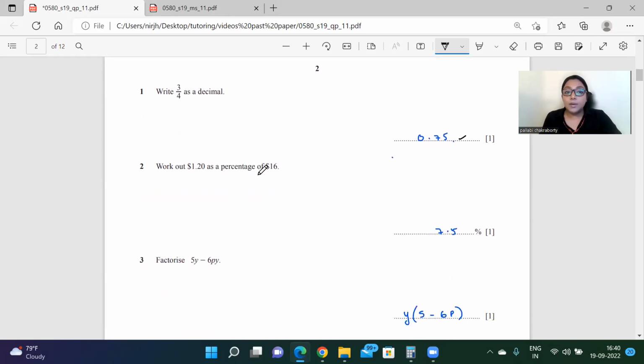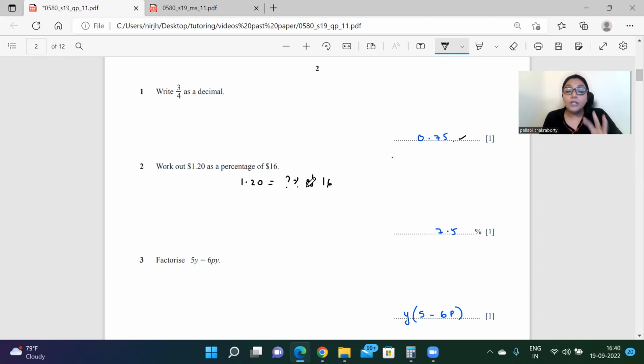It says work 1.20 as a percentage of $16. So what does that mean? It means that $1.20 is equal to what percent of $16? That is what has been asked. Now, how to solve this?